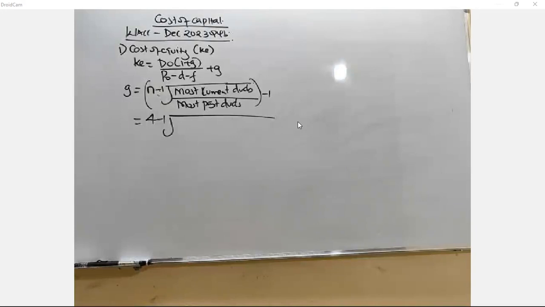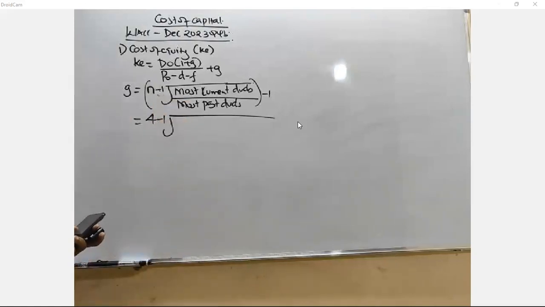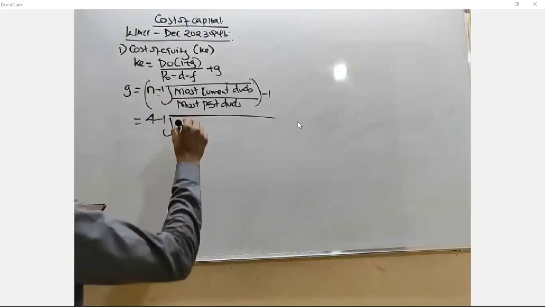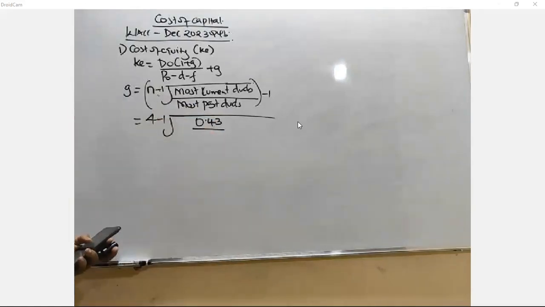And we are told that the dividends for the year 2023 will be paid in the near future, correct? So in this case, it means these dividends are yet to be paid. So the current dividend which has already been paid is the one in the year 2022, where we get 0.43. We divide it by the oldest dividend, which is 0.37.